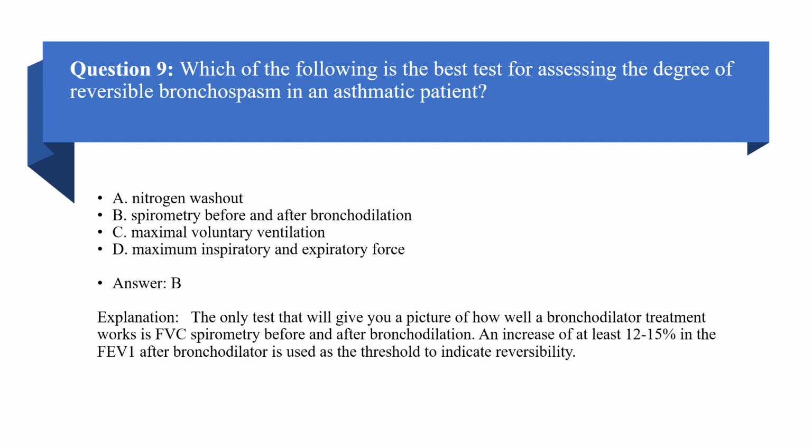And some of the explanation as to why it's B goes like this. The only test that will give you a picture of how well a bronchodilator treatment works is forced vital capacity spirometry before and after bronchodilation. An increase of at least 12 to 15%, and the books do vary with regard to this. Actually, some books go as high as 20%, but that 12 to 15 minimally as an improvement is a decent guideline. So an increase of at least 12 to 15% in the FEV1 after bronchodilator is used as the threshold to indicate reversibility.